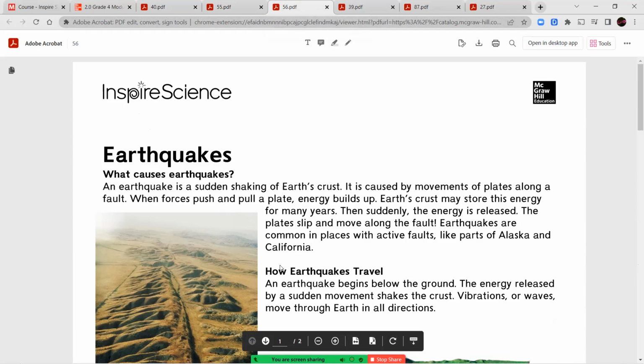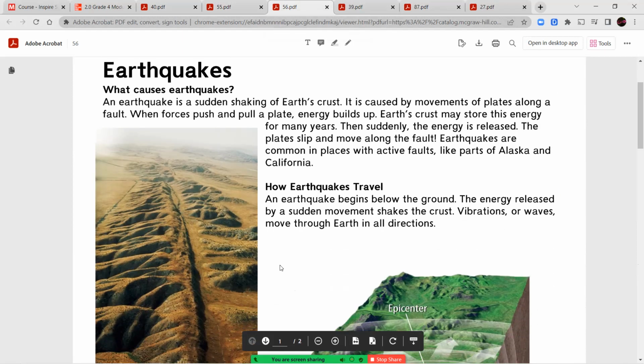Earthquakes. What causes earthquakes? An earthquake is a sudden shaking of Earth's crust. It's caused by movements of plates along a fault. When forces push and pull a plate, energy builds up. Earth's crust may store this energy for many years. Then suddenly the energy is released. The plates slip and move along the fault. Earthquakes are common in places with active faults like parts of Alaska and California.